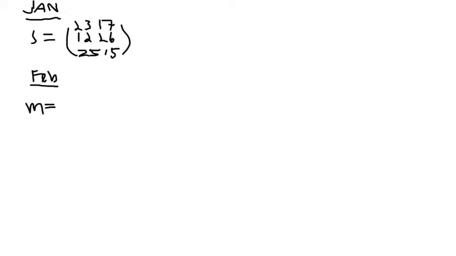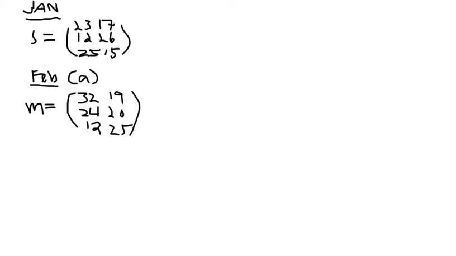So if we want a matrix to represent the sales in February, we just literally copy out the table but in matrix form. So it's a 3 by 2 matrix, and the first column is 32, 24, and 12, and the second column we have 19, 20, and 25. And that is our matrix M. This is part A.